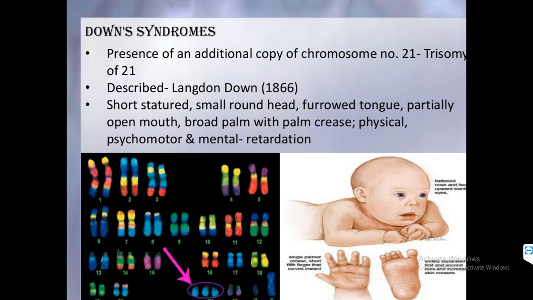What are the features of this? When someone has Down syndrome, they are short statured with a small round head. In the diagram you can see the baby with Down syndrome. The tongue is furrowed, that is, having a depression in the tongue. The mouth is most of the time partially open. A broad palm is there. Physical, psychomotor, and mental retardation. It affects both the body as well as the brain. So this is also a very dangerous condition.